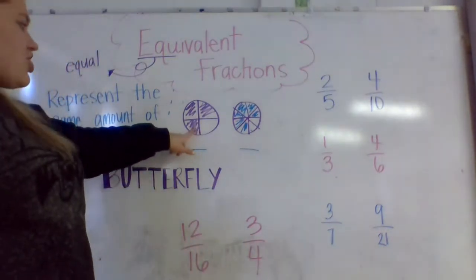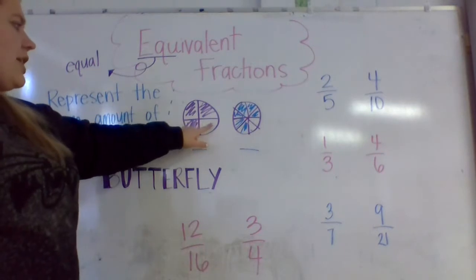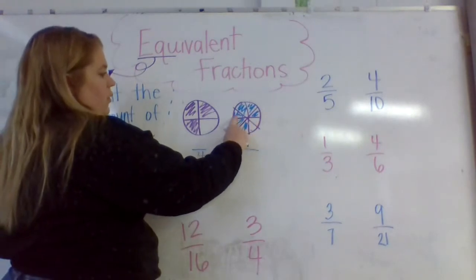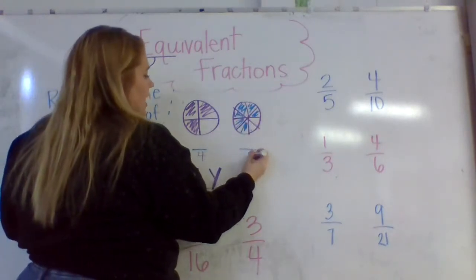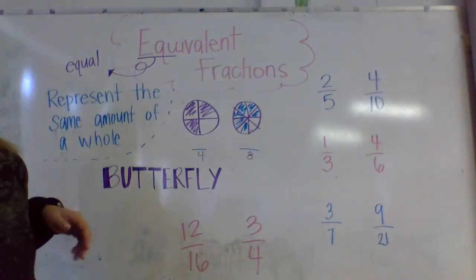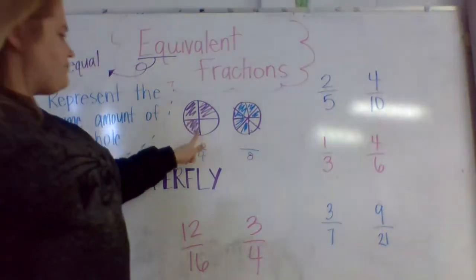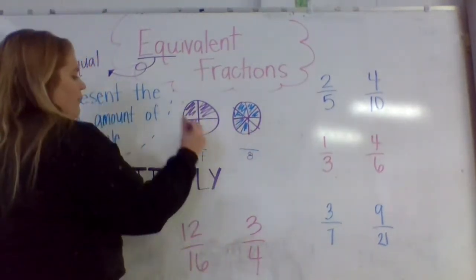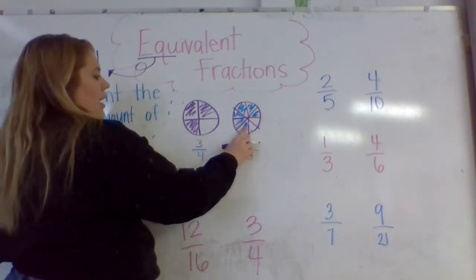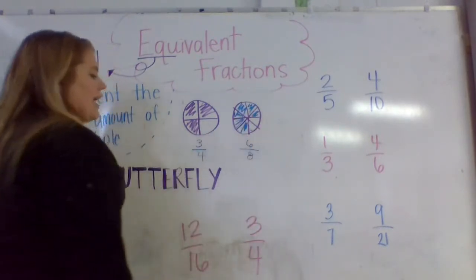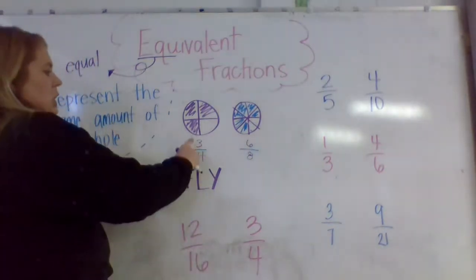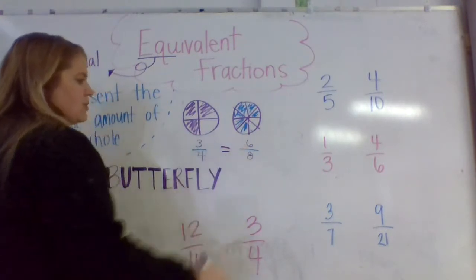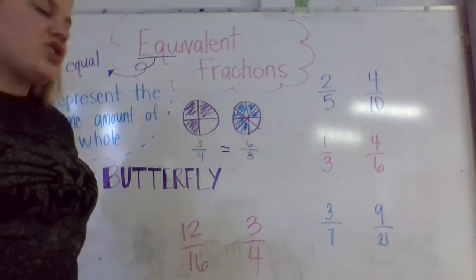So if we look at this fraction, our denominator here is 1, 2, 3, 4. We have 4 pieces. Our denominator here is 1, 2, 3, 4, 5, 6, 7, 8. So we know that there are different total numbers of pieces in each of these wholes, but if we look at it, the same amount of each whole is shaded. Here we have 1, 2, 3 as my numerator. Here I have 1, 2, 3, 4, 5, 6 as my numerator. So we can see by looking at these models that 3/4 is equivalent to 6/8. That is a set of equivalent fractions.